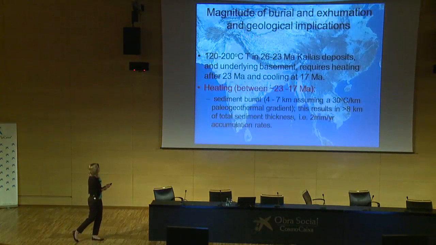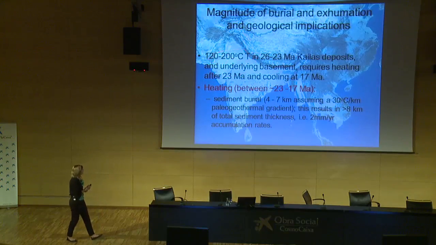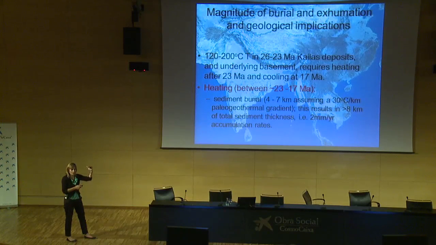So now to summarize, you need to have 120 to 200 degrees C in the 26 to 23 Ma rocks and the underlying basement rocks of the Gangdise Batholith, which requires heating after 23 Ma. Okay, that's the top of the Kailas formation. And then the fission track thermochron ages require cooling at 17. Okay, so you need a mechanism to explain this.